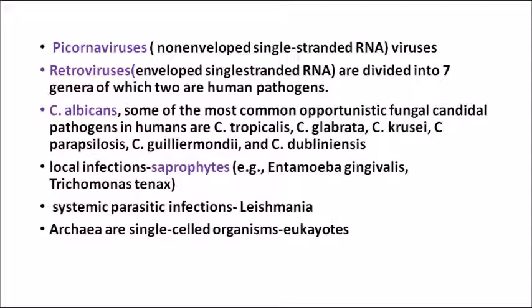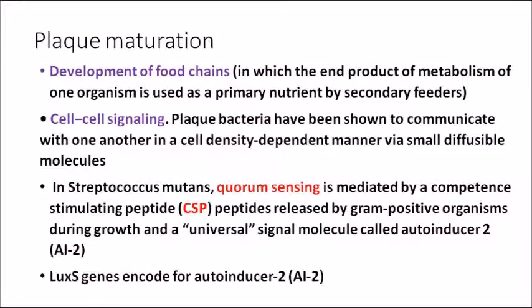Then it doesn't end with viruses, fungi, and saprophytes. We have parasites also. We have systemic parasitic infection causing organisms like Leishmania. And finally, archaea species. Archaea are single-celled organisms, but they are not considered as prokaryotes. They are considered as eukaryotes. So can you believe our plaque consists of this many organisms? Do you remember in which step of plaque formation we were in? We finished pellicle formation, reversible attachment, irreversible attachment by the bacteria, and we learned other than bacteria there are so many other microorganisms in the plaque.